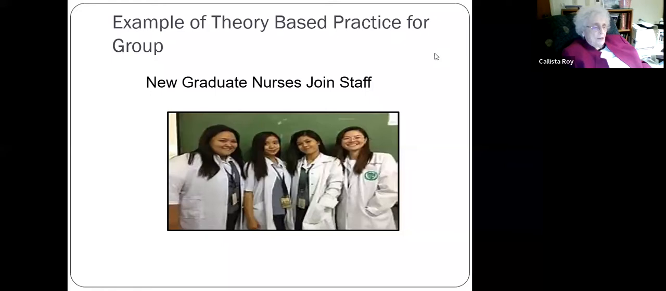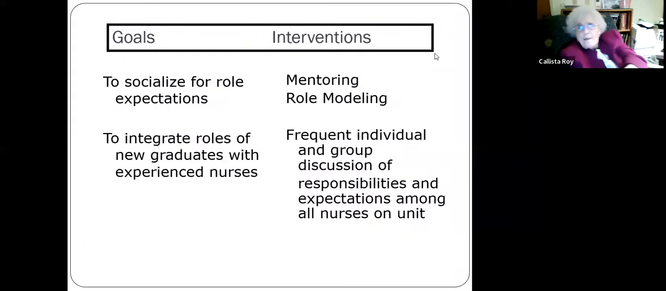Another example of theory-based practice is for the group. An example might be new graduate nurses joining the staff. Here, just to simplify the approach of the model, the goals would be to socialize for role expectations. And then the intervention would be mentoring and role modeling. And secondly, the goal would be to integrate the roles of the new graduates with the experienced nurses. And here, the interventions would relate to frequent individual and group discussion of responsibilities and expectations among all nurses on the unit.